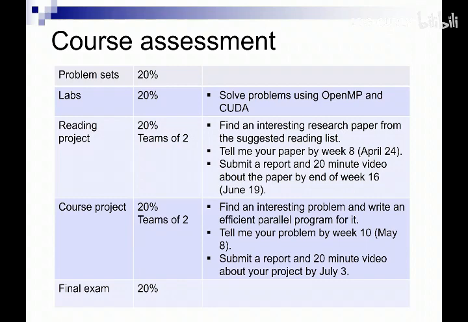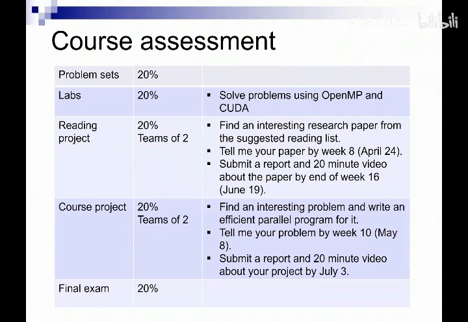Eventually what you need to turn in is a report which summarizes the paper. You also need to make a video summary about the paper. For the video, you can make it in the format of, for example, these lecture videos. So just make an MP4 of your report. The video should be about 20 minutes long, and again, it should summarize the main content of the paper. This should be submitted at the end of the course, which is week 16, June 19th, if I have my dates right.